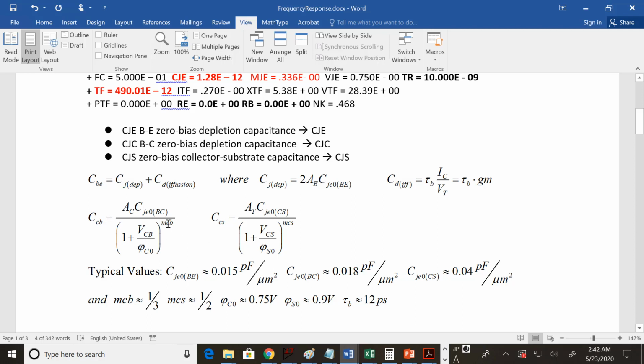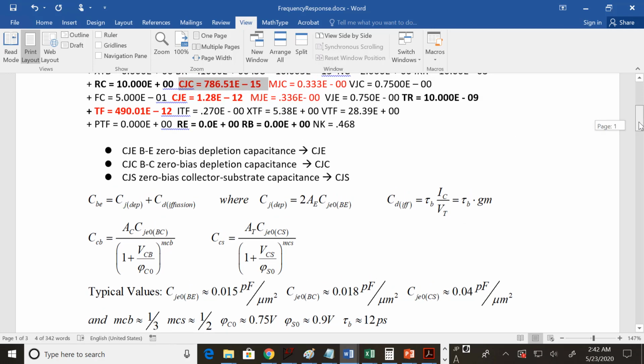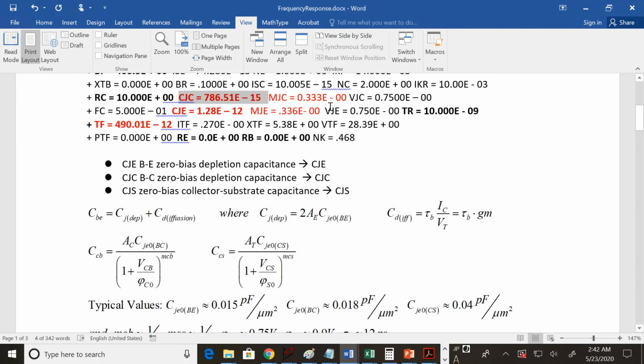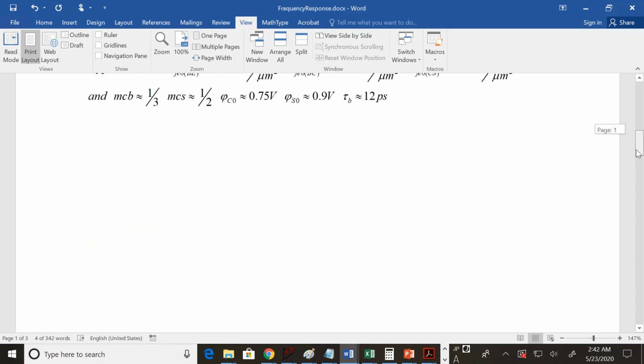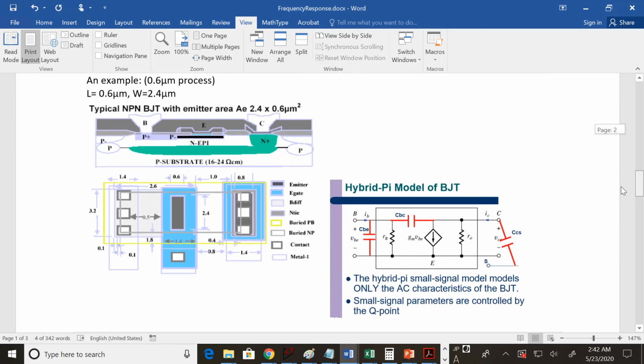And then there's another constant right here, and I believe MCB is one of the M's here. One of these two. I'll look that up and make sure to fix this document before I post it. But having those values, you can find the collector substrate capacitance and collector base capacitance. And I did a little example here.